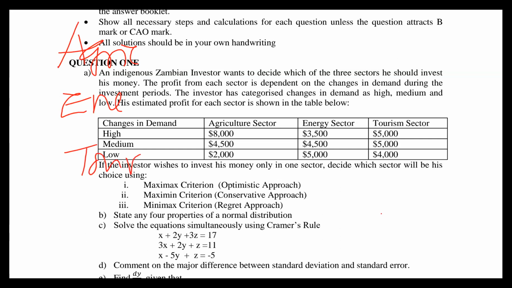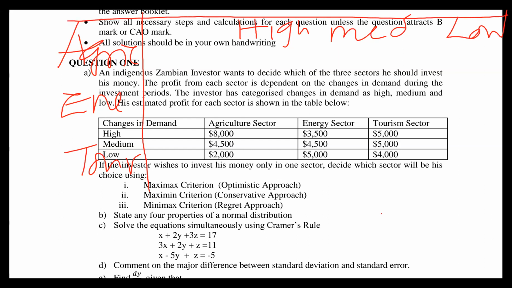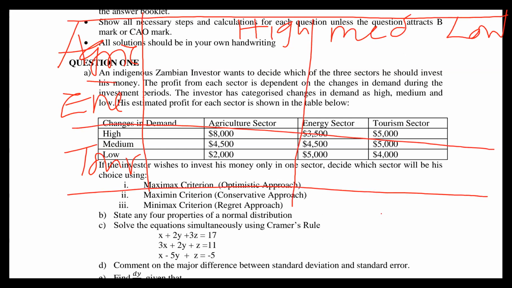Then these changes in demand are the scenarios over which this investor does not have control. You can still put them on top as high demand, medium demand, and low demand. It's still the same thing, but if you want, you can go directly just as it is. This is a table that we are making for you. I'm just showing you that you can still do this and get the same solutions.